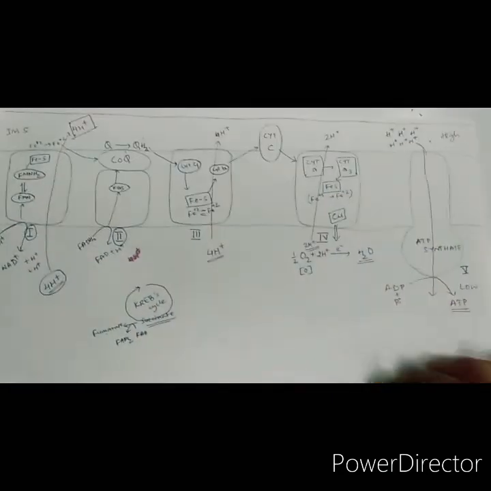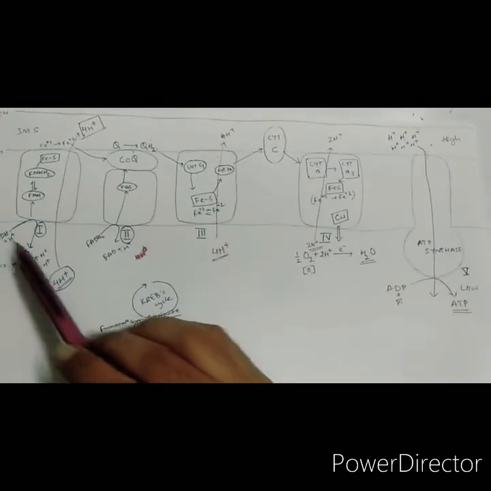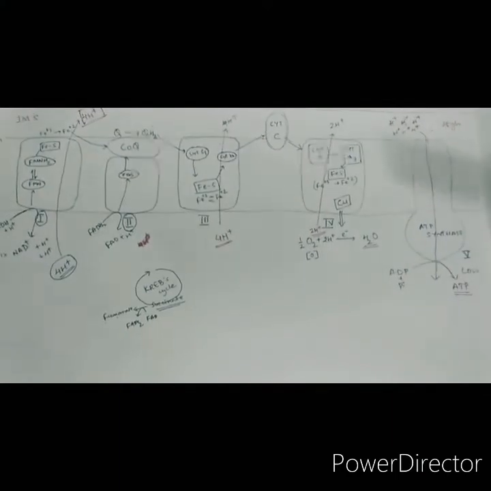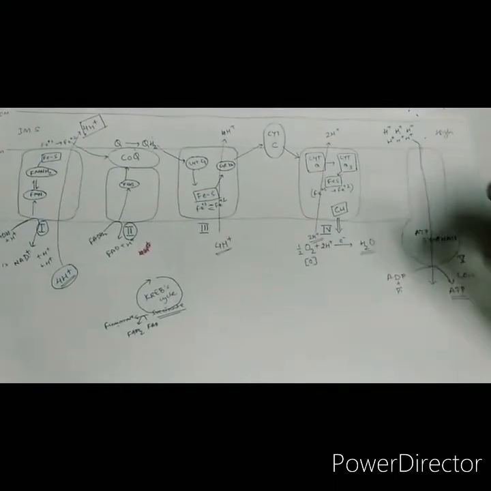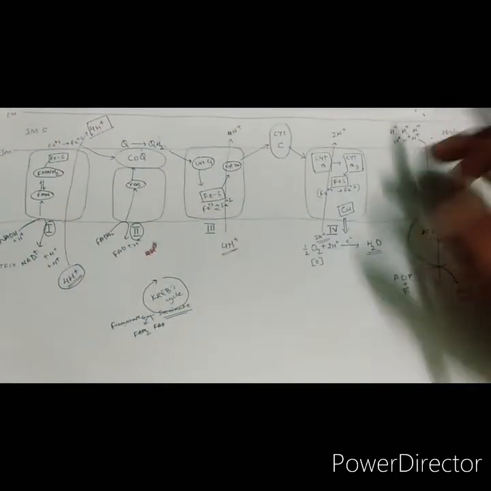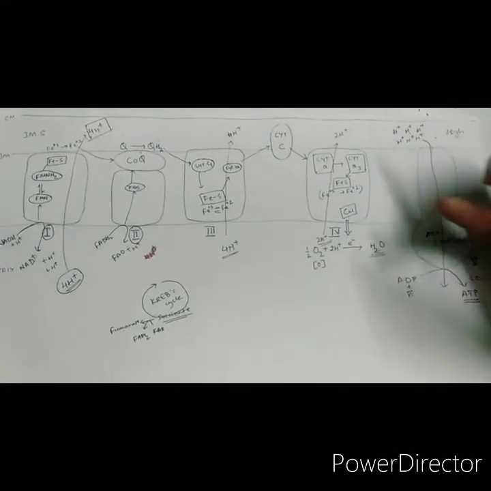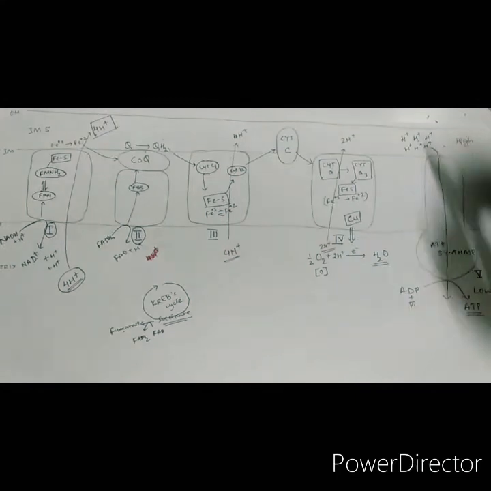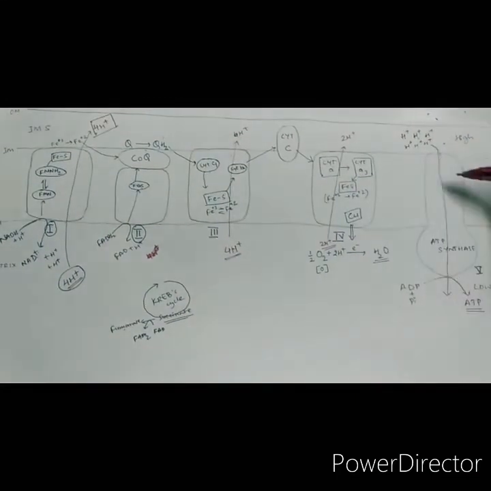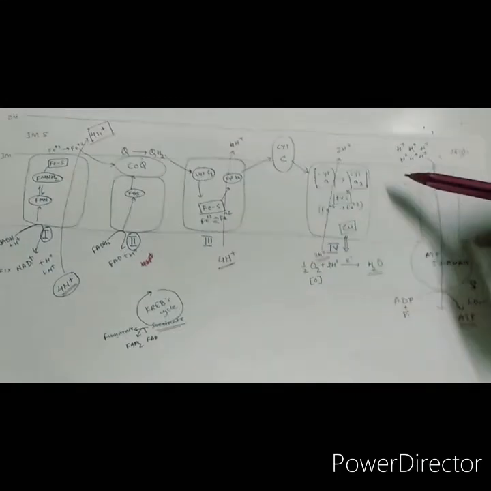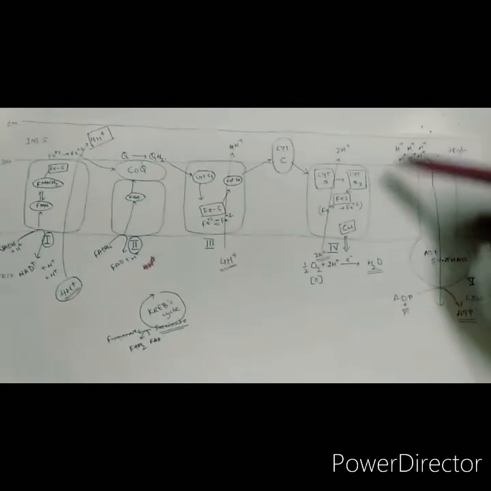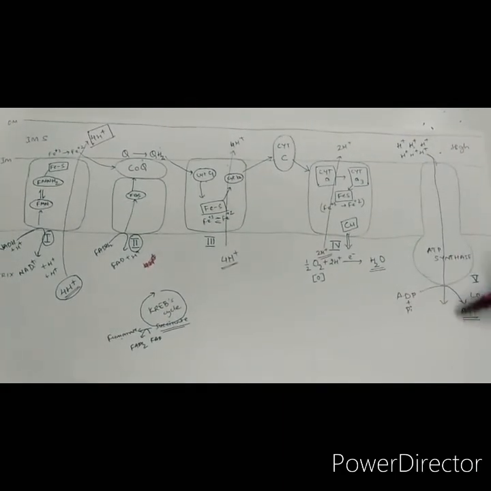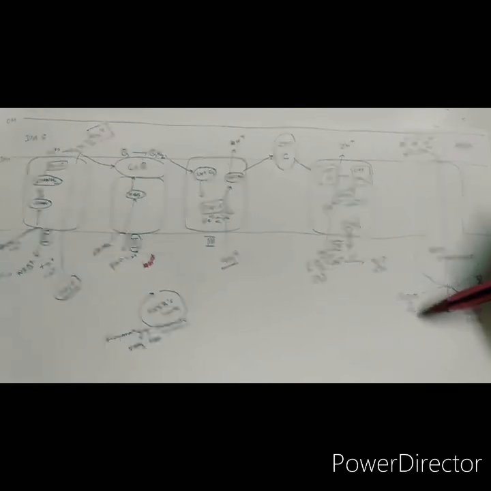So this is how the NADH and FADH2 are being oxidized, and whatever the energy and the protons and the electrons are being produced during the oxidation step are being utilized by different intermediates and transferred to different complexes. Finally, all those electrons and protons are being transferred to the ATP synthase, that is complex 5, where there is synthesis of ATP from ADP and phosphate.